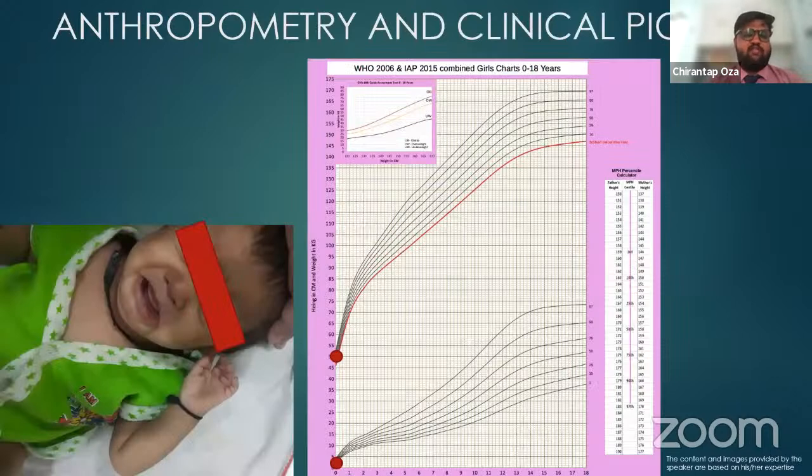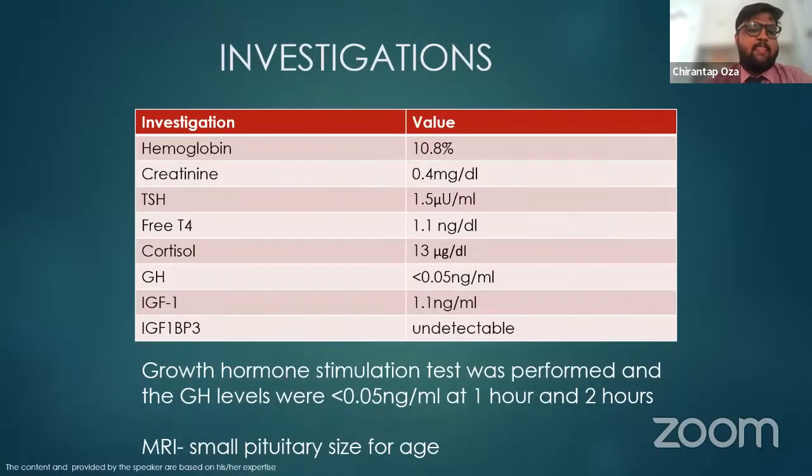Now, a child with similar history as in the previous case presented to us. This is how the child looks like. She's a girl and they presented to us at age of 1.6 years with history of failure to thrive. At 1.6 years, her length was 55 centimeters and weight of 4.5 kg.